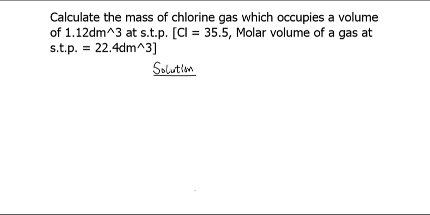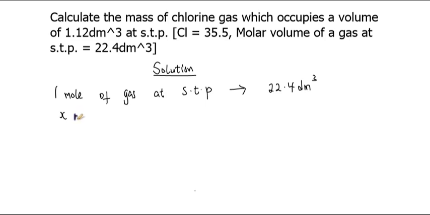So to start with, we'll be saying at s.t.p now, given the molar volume of a gas to be 22.4 dm³, that means at s.t.p 1 mole of gas contains 22.4 dm³. So now X moles of gas will contain 1.12 dm³.